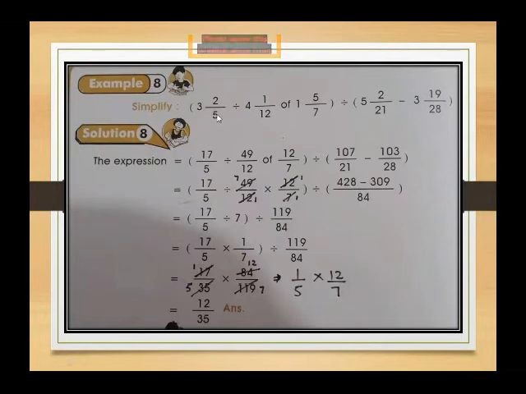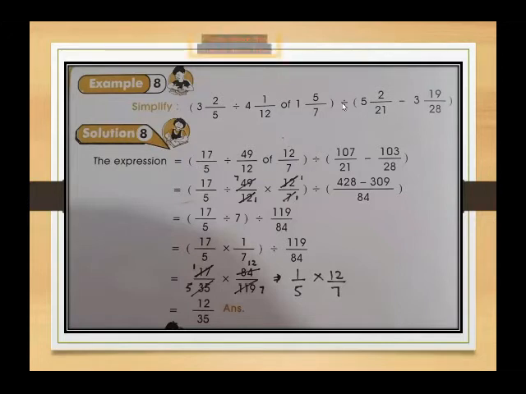But before solving off, first we will convert these mixed numbers into improper fractions by multiplication and addition. 5 threes are 15, and adding 2 gives 17 upon 5, divided by 4 into 12, that is 48, plus 1 is 49 upon 12, of 1 into 7 plus 5 is 12 upon 7. So the mixed numbers become 17 upon 5, 49 upon 12, and 12 upon 7. This is parenthesis number 1.